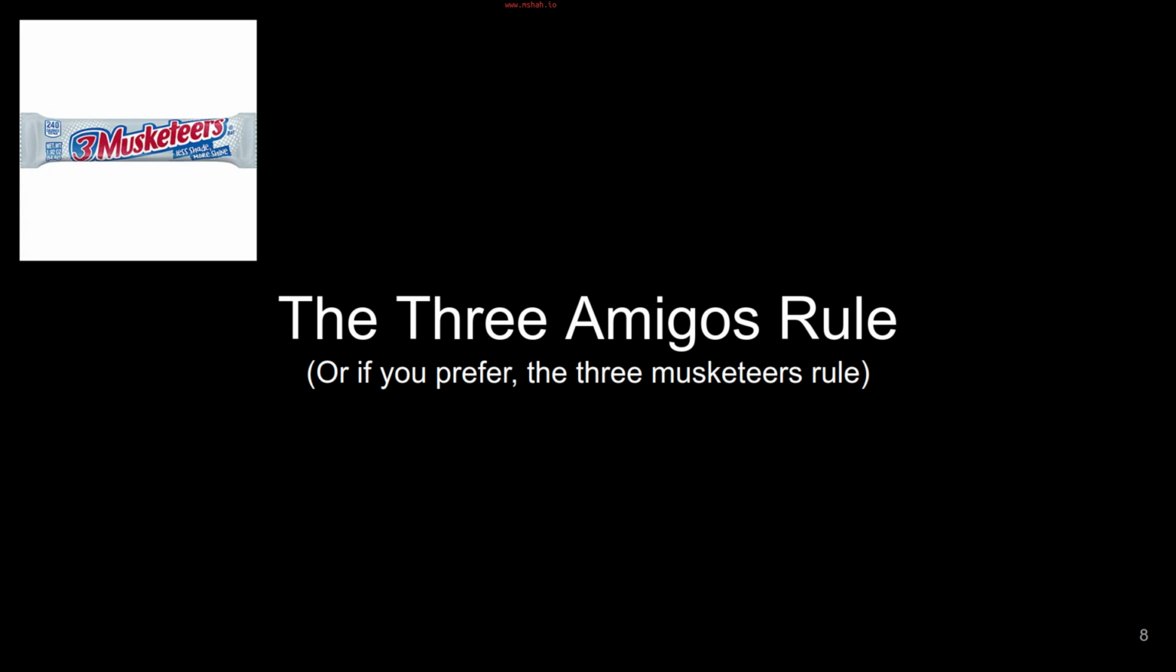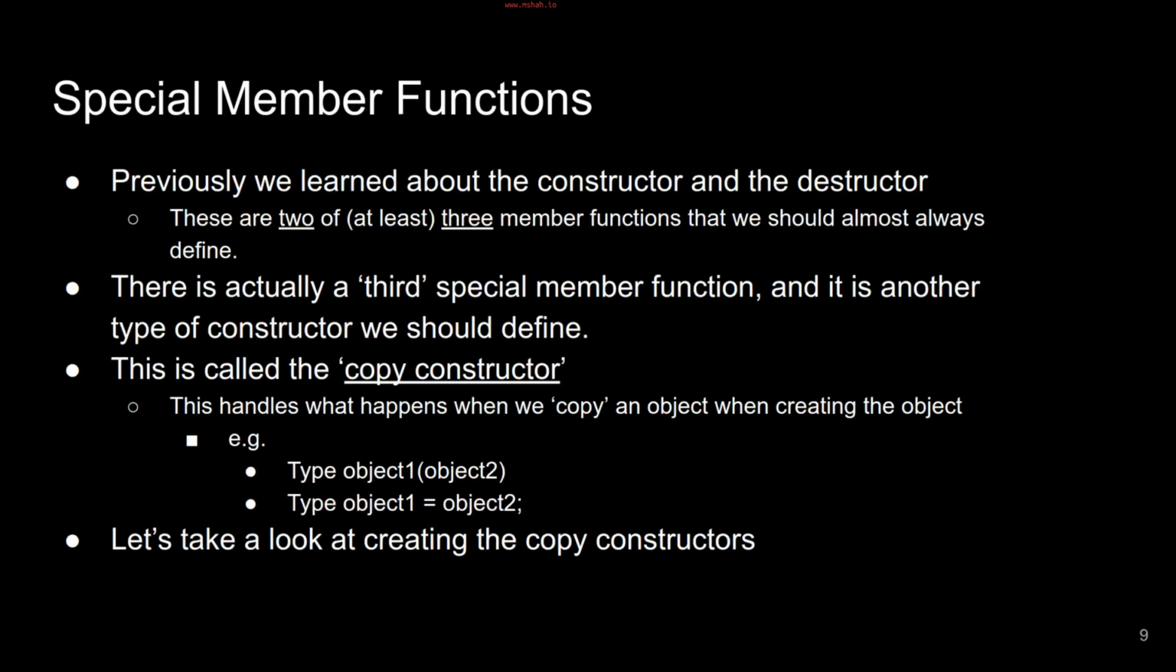The way I want to start discussing this is something that I learned a long time ago, called the Three Amigos rule. Or if you prefer, the Three Musketeers rule. Any pair or triple of things is fine for this rule. And this rule goes along with these special member functions that we were talking about.